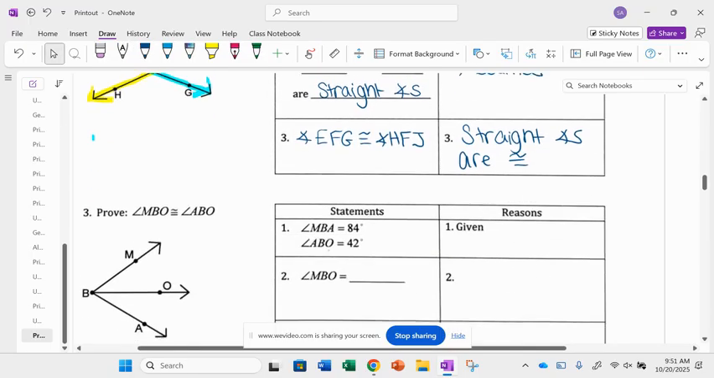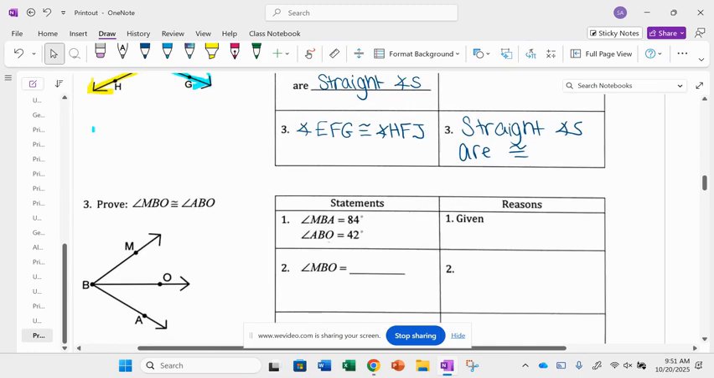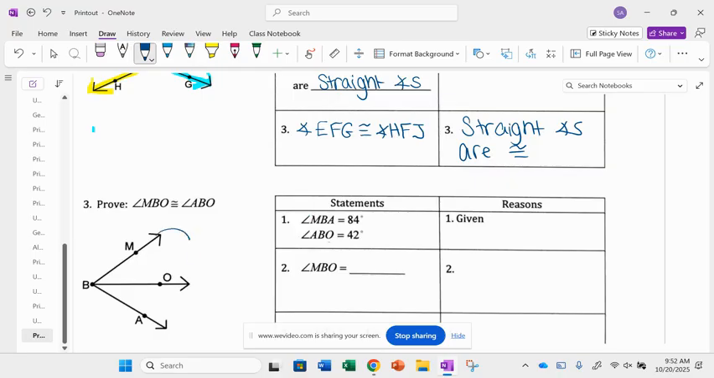Okay, next one. So this was nice. What have I already done? I wrote out the given for us, right? In that first step. But do we still need to mark it in our diagram? Yeah. So it says angle MBA. So this whole angle, MBA, is 84 degrees. And then it says angle ABO is 42 degrees.